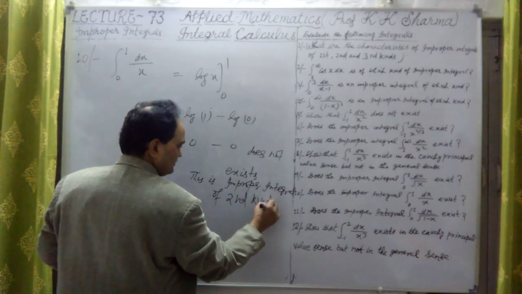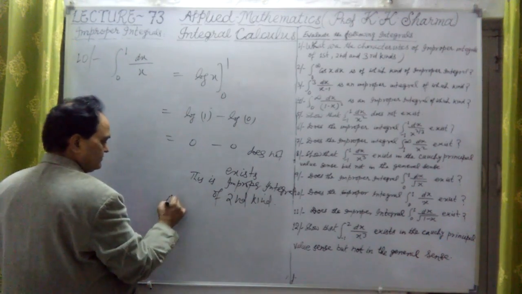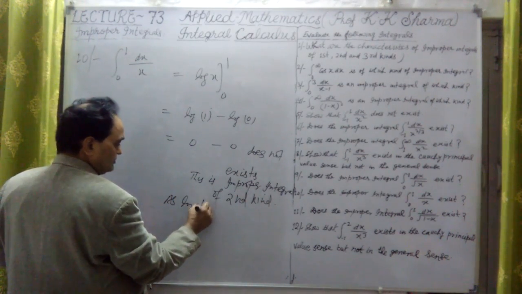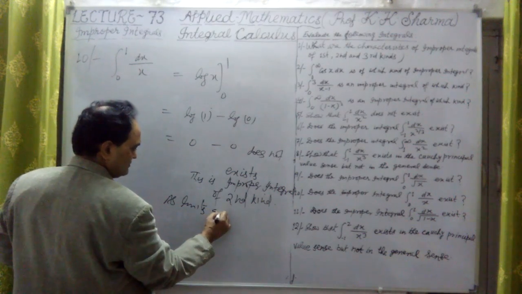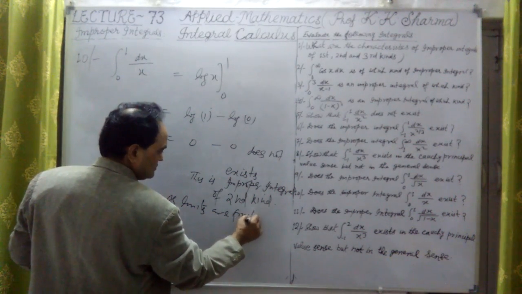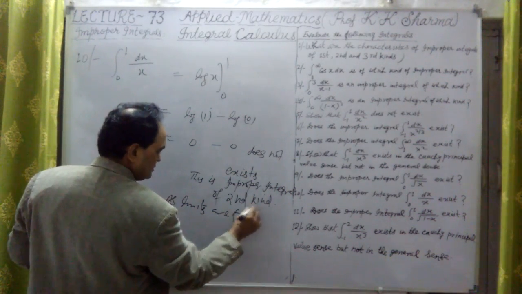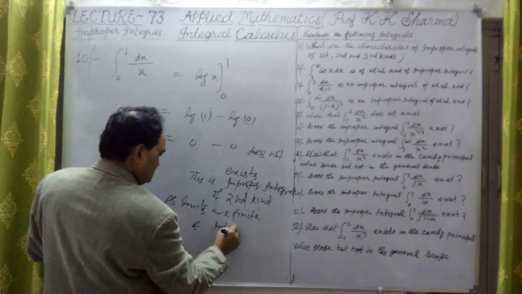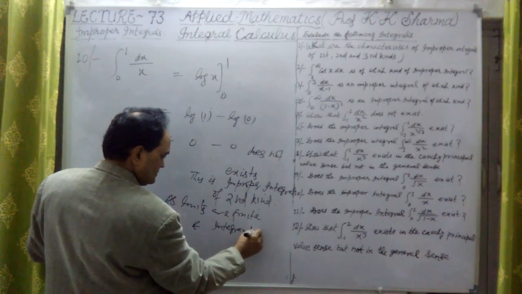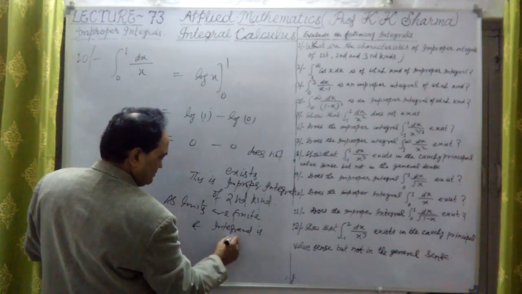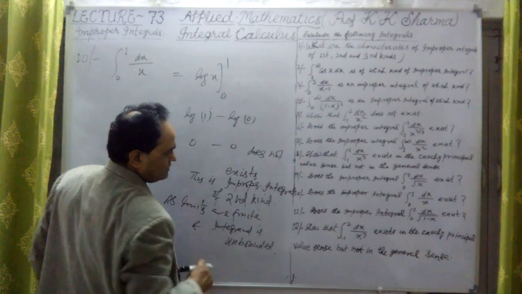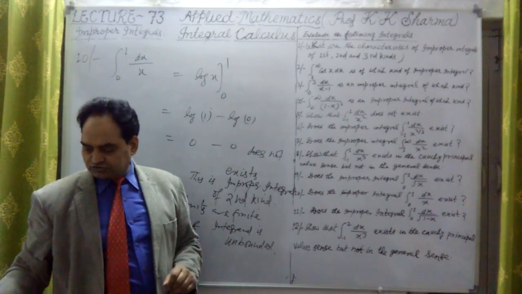Why? Because the limits are finite and the integrand is unbounded. It is the second kind of improper integral. That is the 10th question.